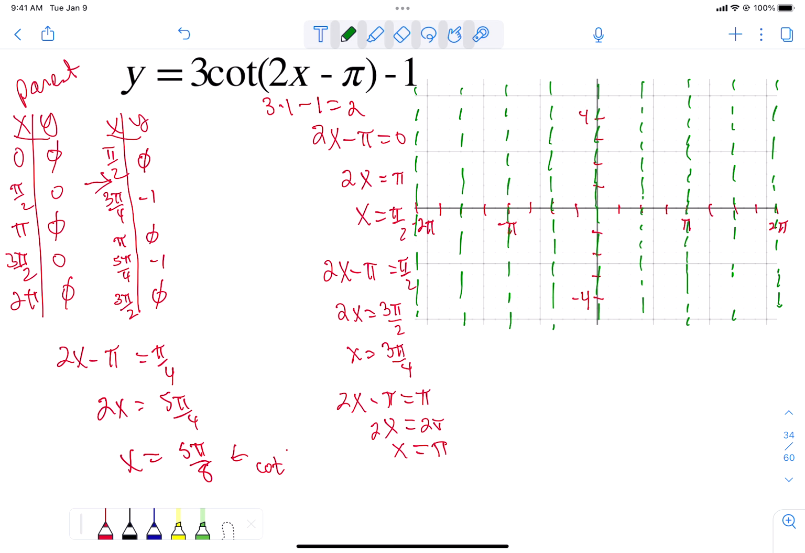The center now is at negative 1. The reason the center is at negative 1 is because I've dropped this function down 1. So now let's put all the negative 1s on. They're halfway in between the asymptotes. So negative 1, negative 1, negative 1. Now the 3 doesn't flip it. Our cotangent function always looks like that. Left up, right down. Left up, right down. Left up, right down. All the 3 is going to do is stretch it up 3.